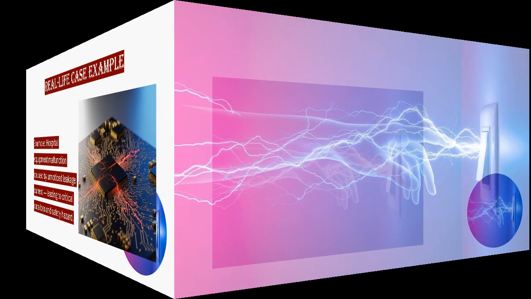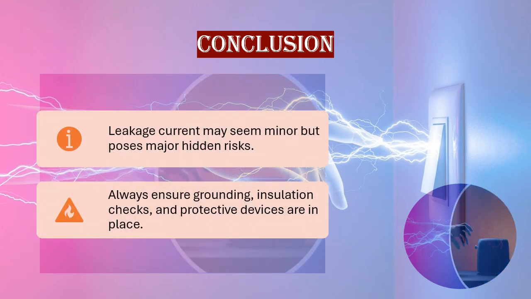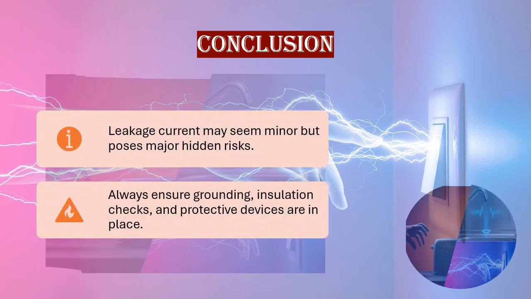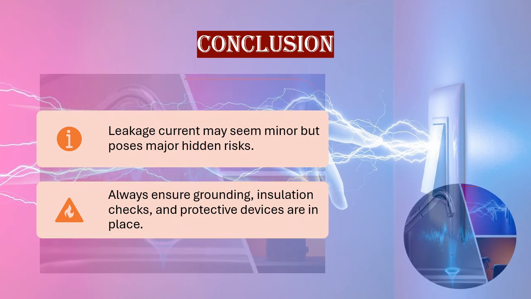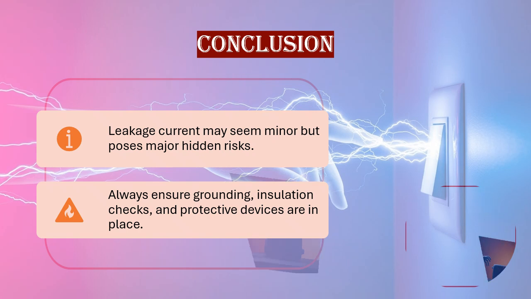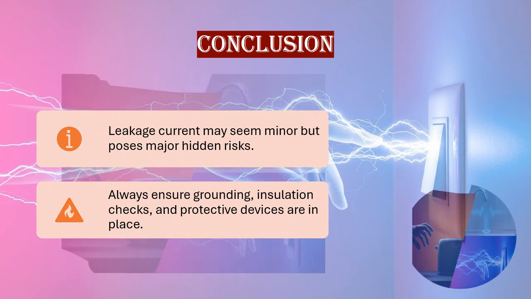Conclusion. In conclusion, leakage current is often invisible but never harmless. It can threaten both human safety and equipment reliability. Regular testing, proper grounding, and the use of protective devices are essential to prevent these hidden dangers from turning into costly or fatal incidents.